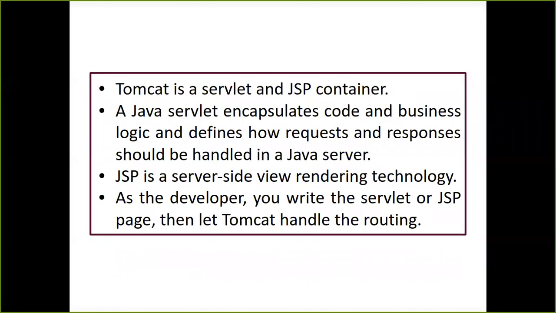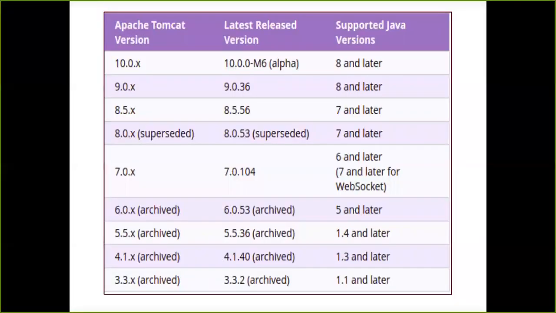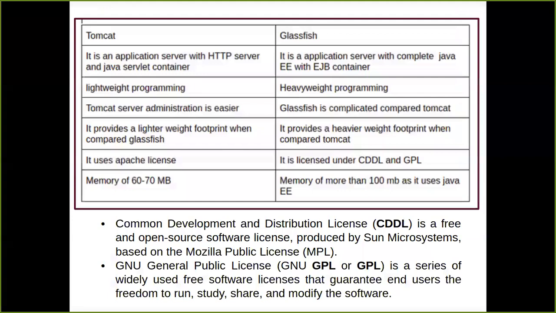And we studied what the latest version of Tomcat is. It is 10. You can have the 10th version, but you need to have JDK 8 or later versions to support this latest edition of Tomcat. And if you have JDK 7, you can have the 8th version of your Apache Tomcat. Okay, so we have a difference between Tomcat and Glassfish.